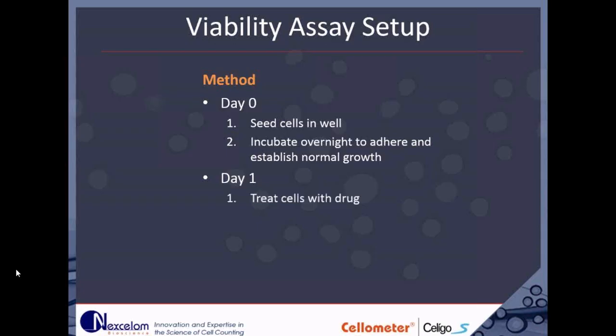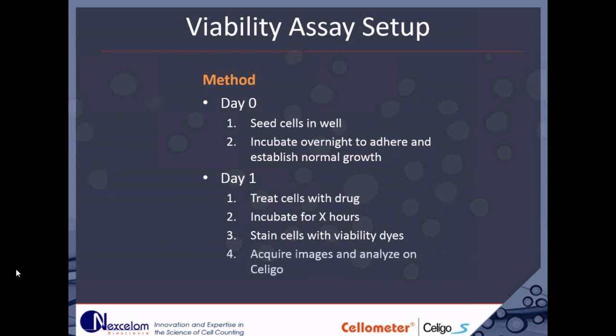And then on the next day, you're going to treat your cells with the drug treatment for X number of hours. And again, I say this can be 4 hours or up to 24 hours or even a week. After your experiment's finished, you'll stain the cells with the viability dyes and then acquire on the Celigo. That's pretty much the basic workflow of this whole experiment.